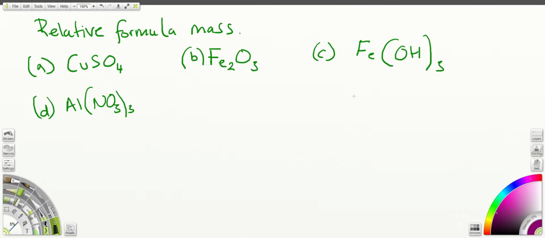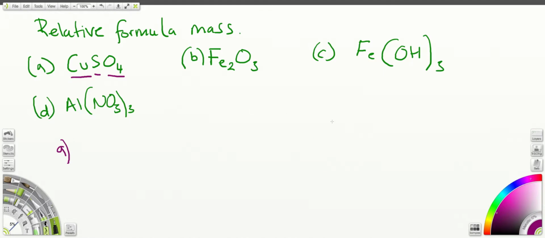I'm going to do them all separately. Now, before we start, we need to understand what these mean. What this CuSO4 means is that there is one copper atom, one sulfur, and four lots of oxygen. So if we're going to work out A, the first thing you need to realize is that it's formula mass, so it's looking for the total mass number.